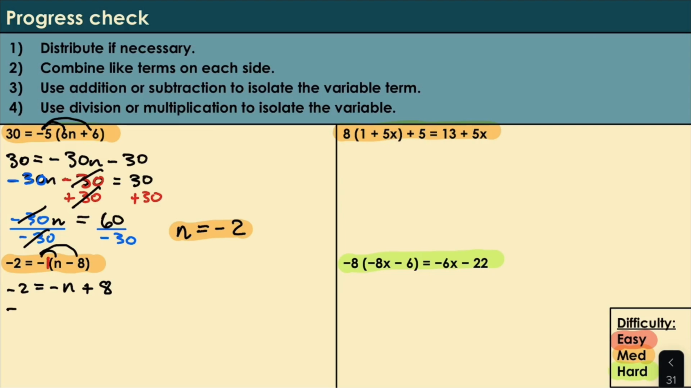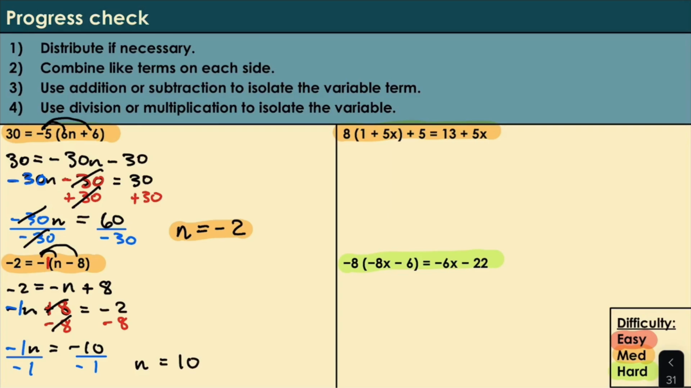Switch everything around so we can have the variable term on the left side. I am multiplying n by negative 1, and I am adding 8. We need to undo the add 8. We subtract 8 on both sides. 8 cancels with 8. Negative 2 subtract 8, negative 10. The coefficient of n is negative 1, so I must divide by negative 1 on both sides. And a negative divided by a negative is positive, and 10 over 1 is 10.